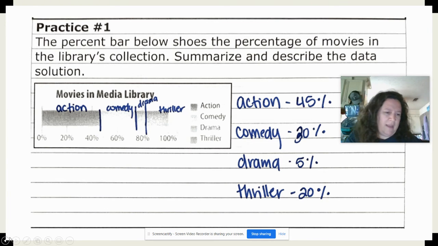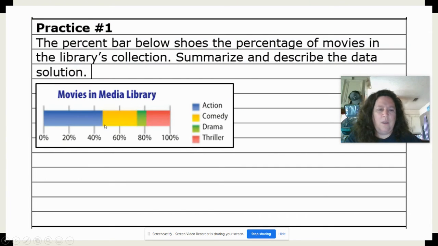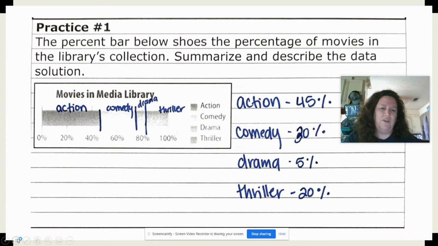So if we go back and look at that colored one, what I do on mine is I cut this in half and say that that's 50. So I can say 45 to 60 is how much? 45, 55, 60. That's 15. And so I have to do some dissecting on mine before I can figure out what the percentages are. Drama is 5% and thriller is 20%.